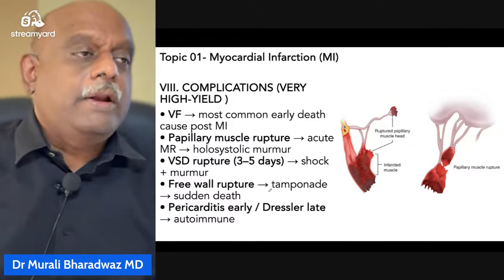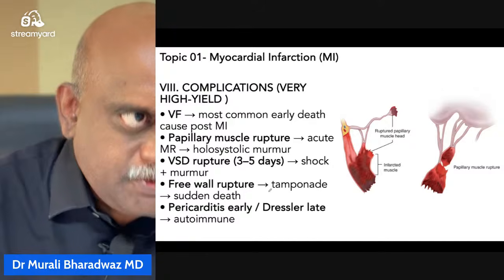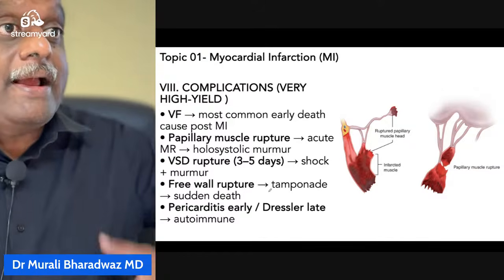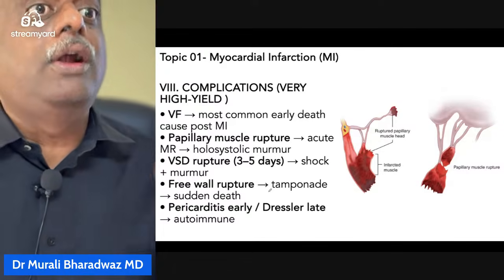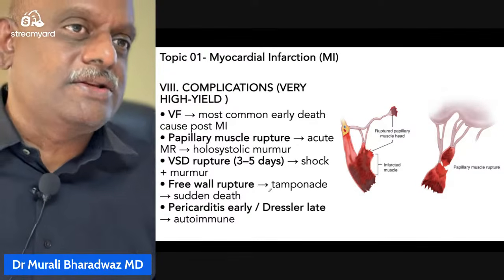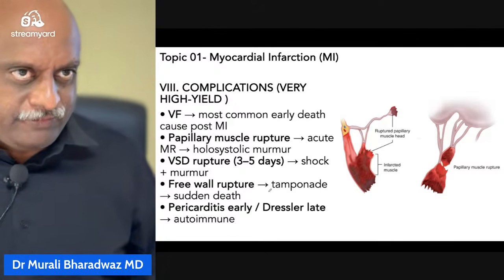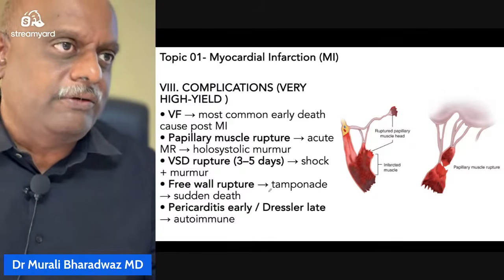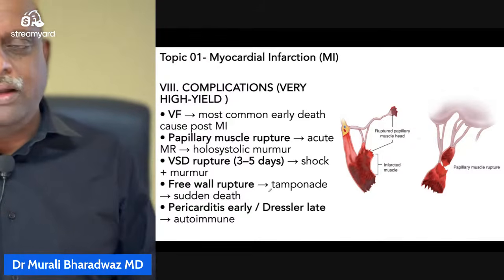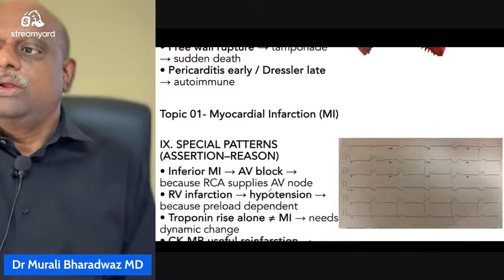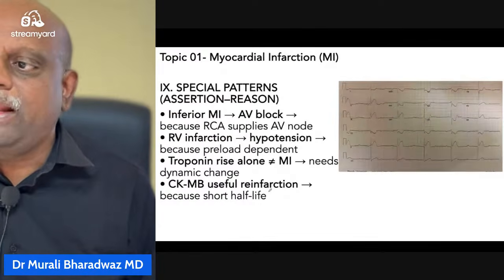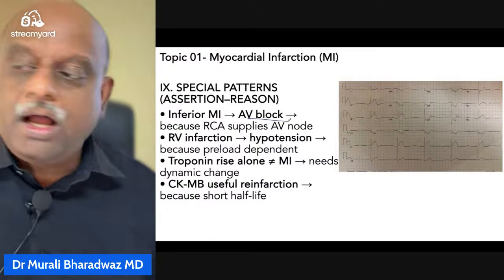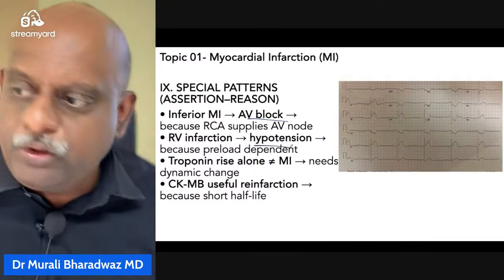Then, over a period of time, after a few days, there is an autoimmune reaction in MI that leads to pericardial inflammation. That is called Dressler's syndrome. What is Dressler's syndrome? Post-MI, after a few weeks, there is an autoimmune reaction that leads to development of pericarditis, which is called Dressler's syndrome. So now, doctor, a few things you need to be very emphatically sure of. Inferior MI leads to AV block, RV infarction leads to hypotension.